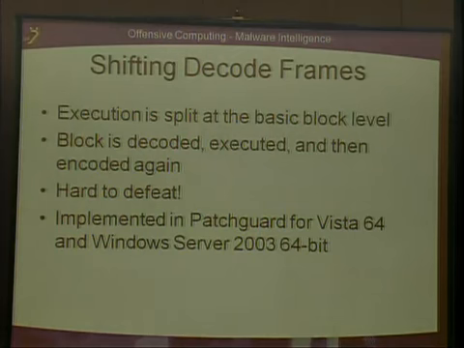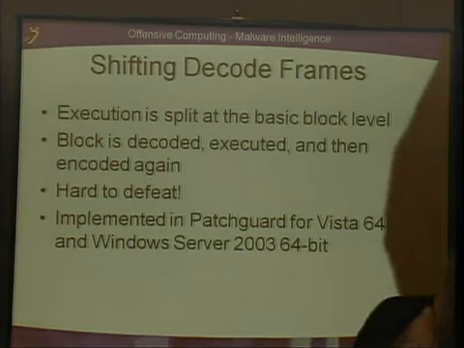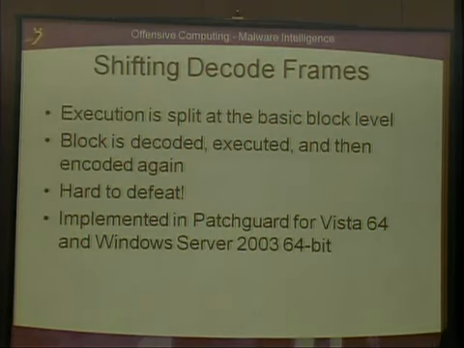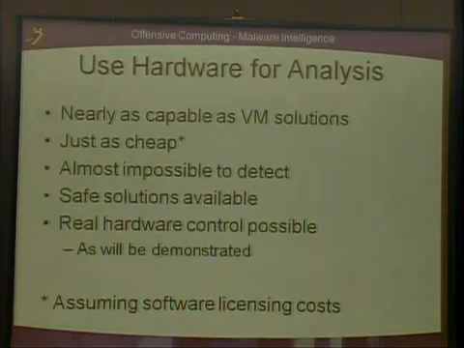Shifting decode frames is where the packer or the obfuscator will decrypt a small piece of the code, run it, re-encrypt it, and then move on to the next piece. These are probably the hardest to deobfuscate. It's very hard to defeat. It's similar to the way PatchGuard works.